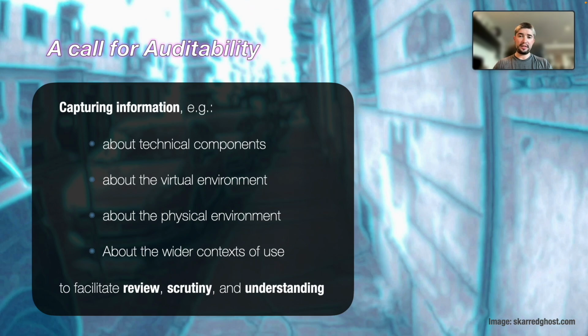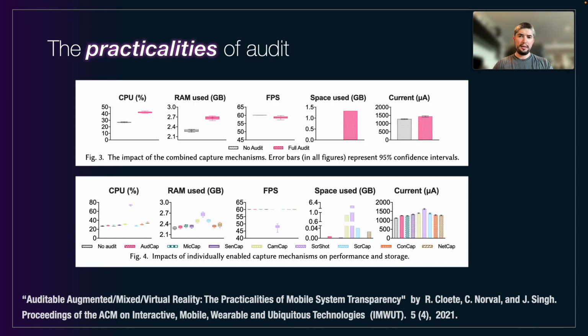In the event that something goes wrong, or if there's simply a need to better understand why an XR system is behaving in the way that it is, audit information can play a vital role in the review, scrutiny, and comprehension of these systems, supporting broader transparency and accountability aims in the process. But what information do we capture and how?